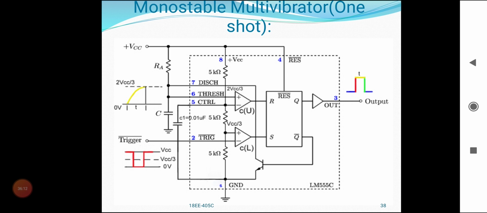Pin 4 and pin 8 (VCC) are connected together. RA is connected between pin 8 and pin 7, discharge. The capacitor is connected between ground and pin 6, threshold. And the control capacitor of 0.01 microfarad is connected between pin 5 and ground.